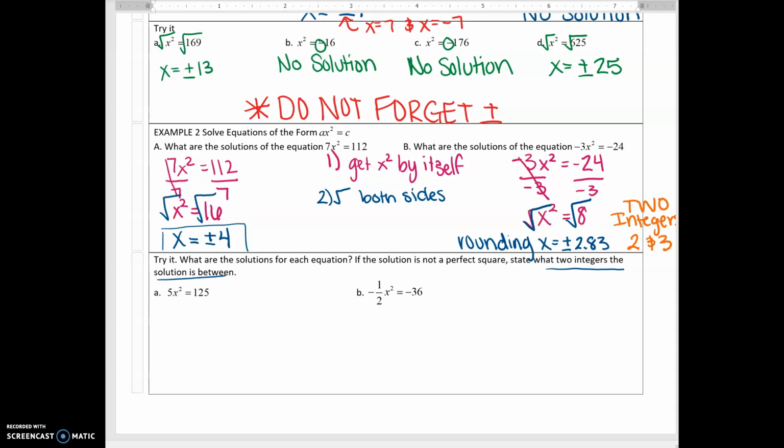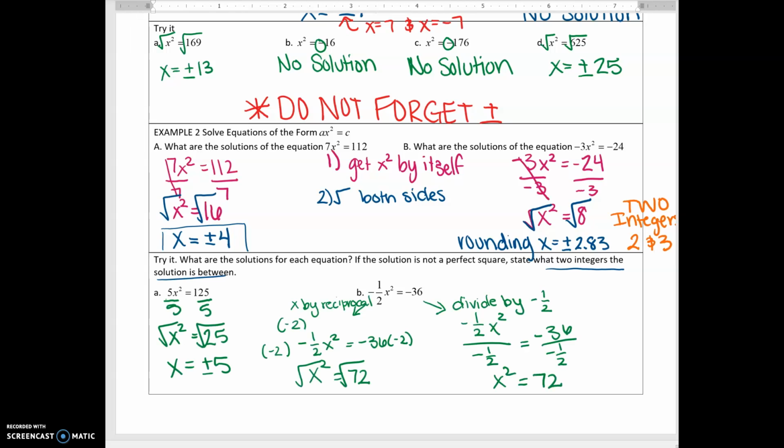Go ahead and pause the video and try these 2. Okay, so this first one here, we divide by 5 on both sides, and we're left with x squared equals 25. Square root both sides, and we get x equals plus or minus 5.